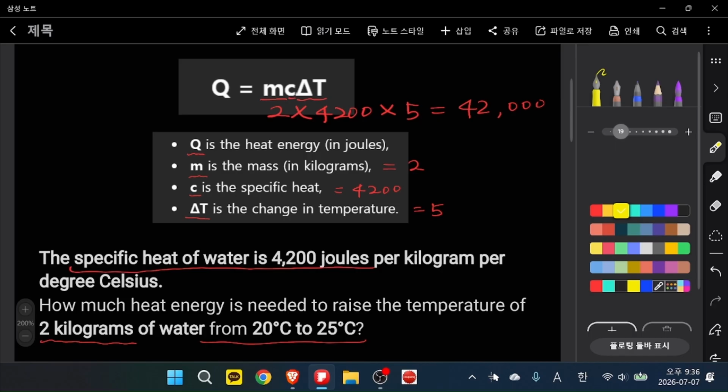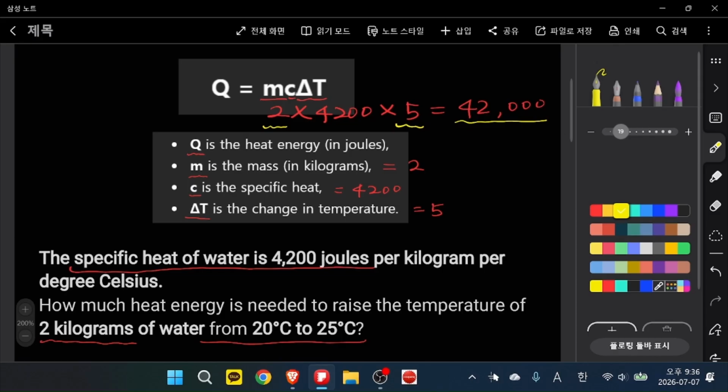This means we need 42,000 joules of heat energy to raise the temperature of 2 kilograms of water by 5 degrees Celsius.